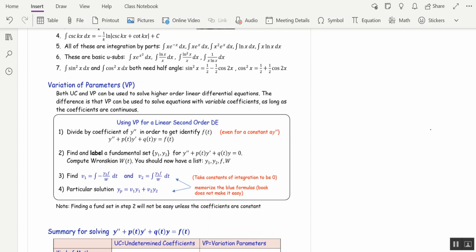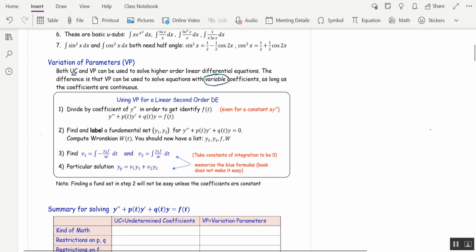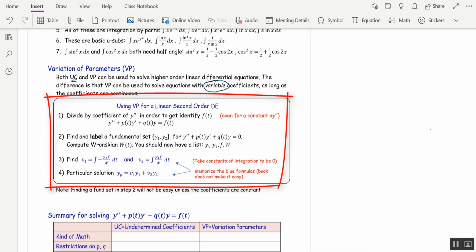All right, the reason that variation of parameters is slightly more versatile is that it can be used to solve differential equations that have variable coefficients, whereas recall, undetermined coefficients, that's UC, could only be used for constant coefficient equations. Now I know you can all read, but I'm going to walk you through the steps of VP and point out some important things along the way.